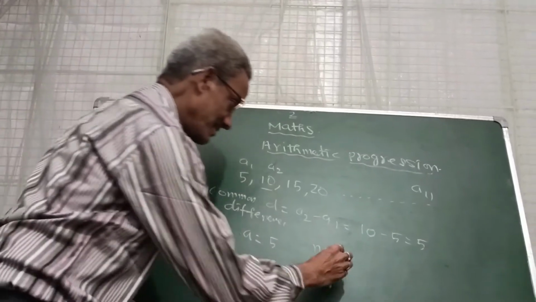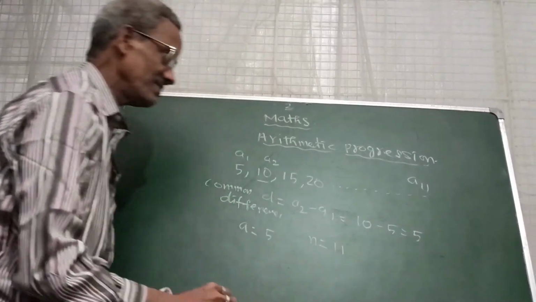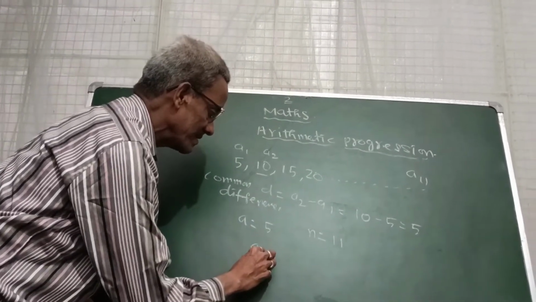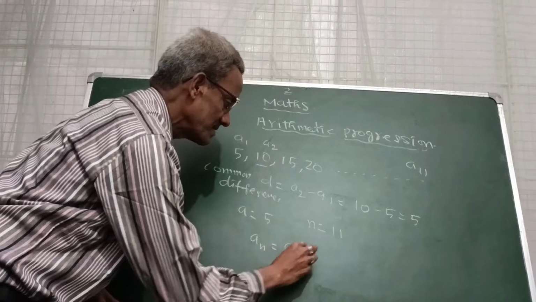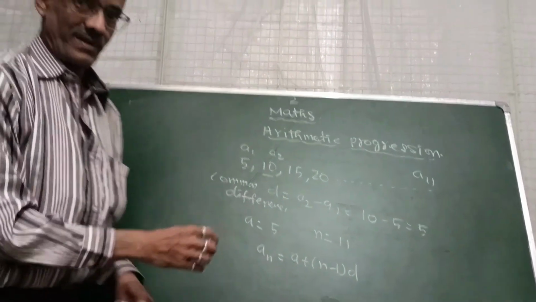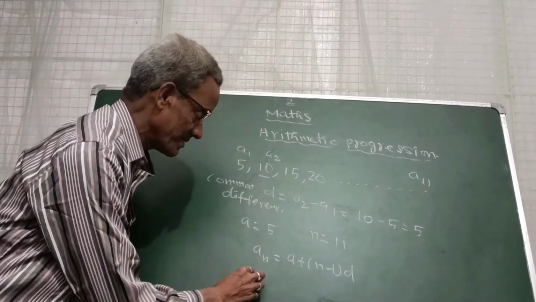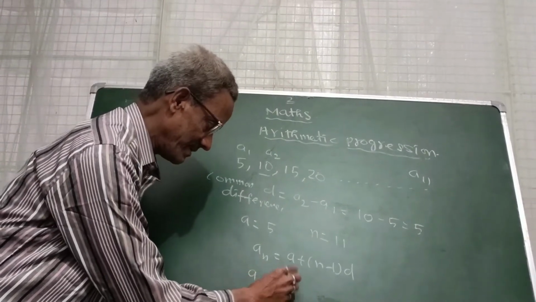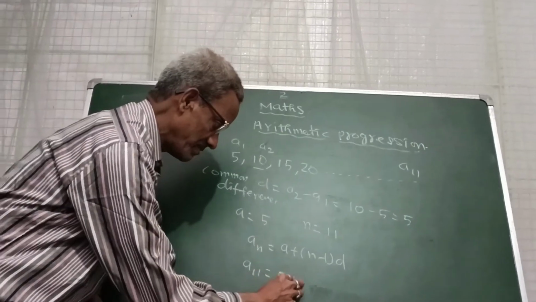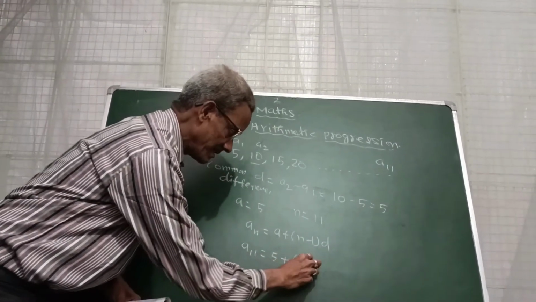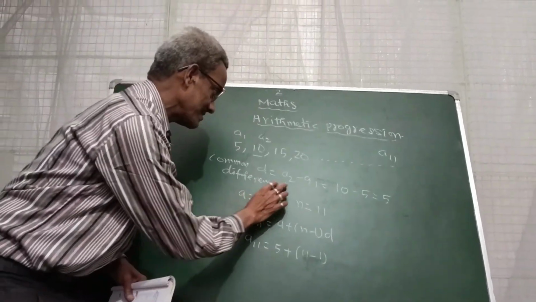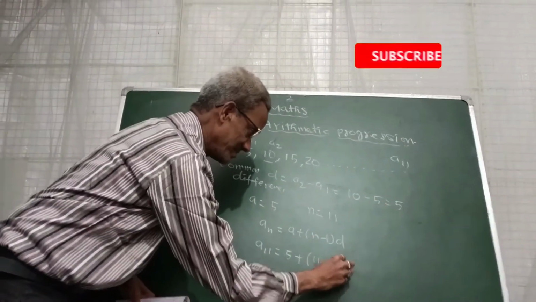How do you find it? The 11th term, n value is 11. The formula says an is equal to a plus n minus 1 into d. Now for a11, the a value we already know, the first term is 5, plus 11 minus 1 into the common difference, which we got as 5.